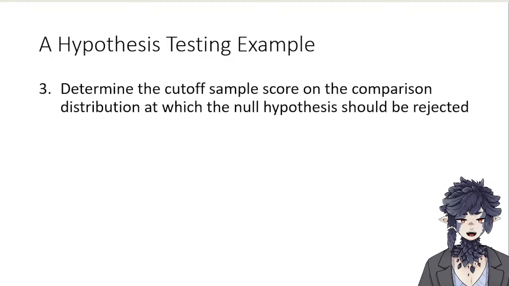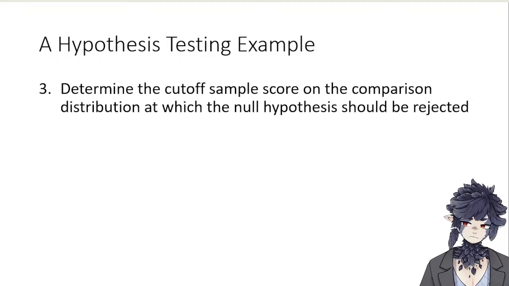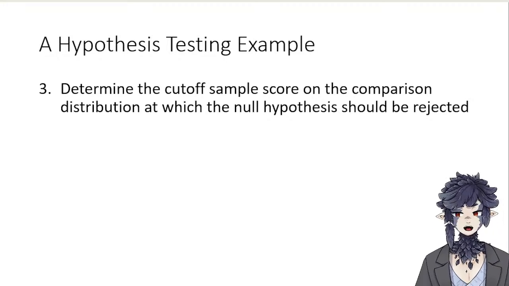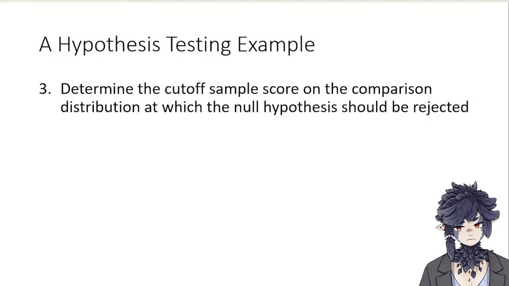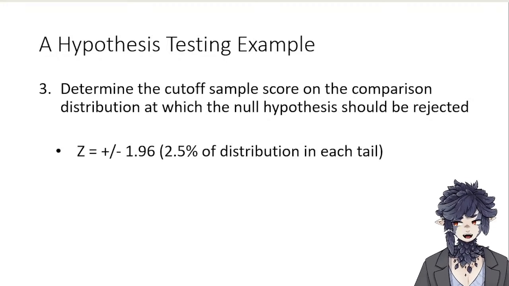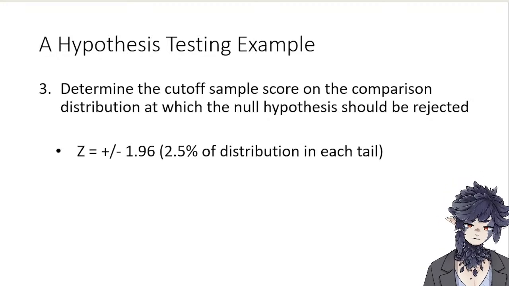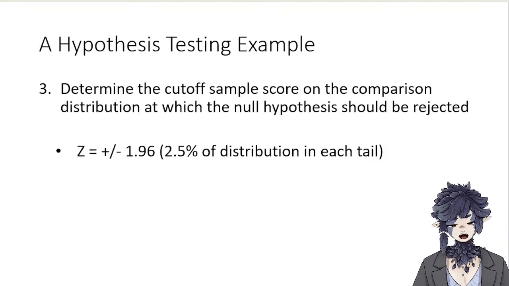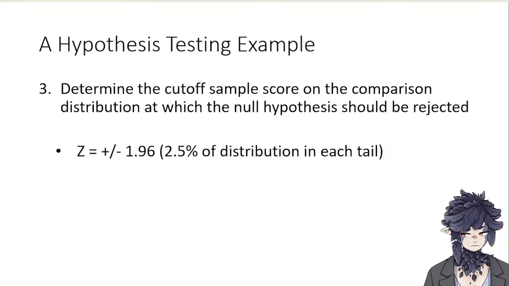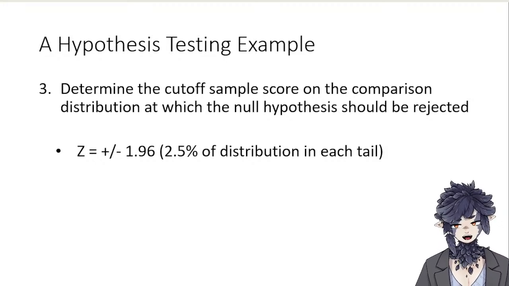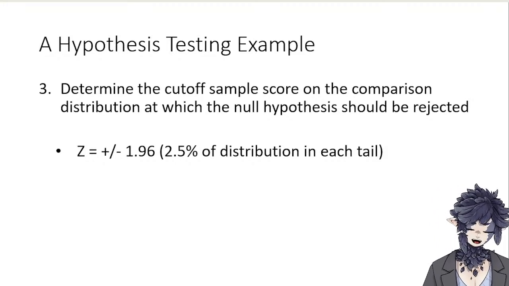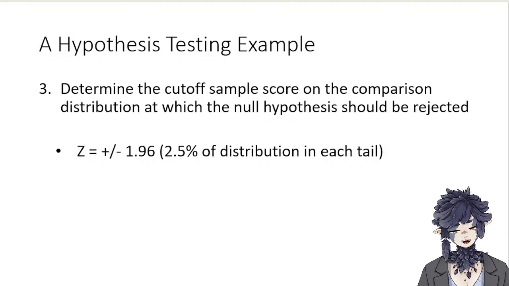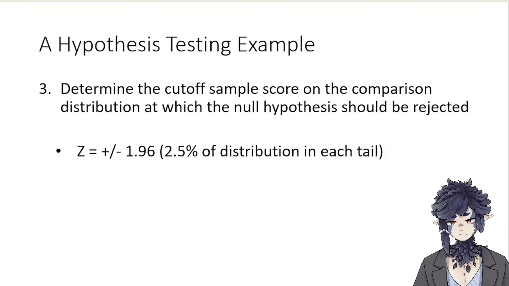Step 3, we set our cutoff. How different does our sample need to be from the population for us to reject the null, for us to say that there was a difference in happiness? In this case, we're going to use that standard cutoff of p is less than 0.05, which corresponds to a z-score of plus or minus 1.96. This is just the standard in psychology. It's going to stay this way as long as we're working with z-scores. It'll change a little bit once we get into t-tests and things like that. But for now, this is our cutoff.